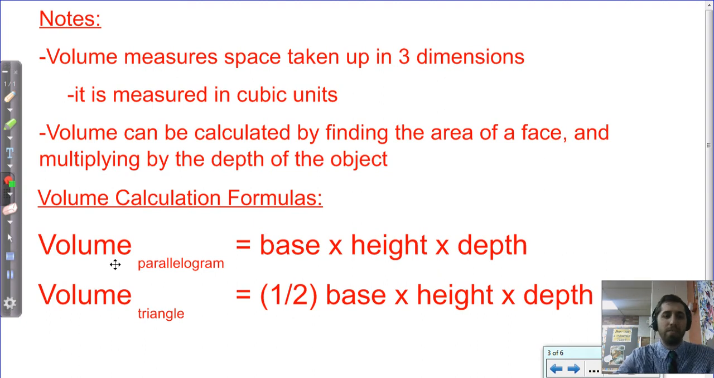What's it going to look like? Well, volume for a parallelogram, we're just going to find the face. That's base times height. That's the area. But then we need to multiply by the depth. Same thing for a triangle. We'll find 1/2 base times the height. That's the main face. But then we multiply by however many layers there are to that triangle.